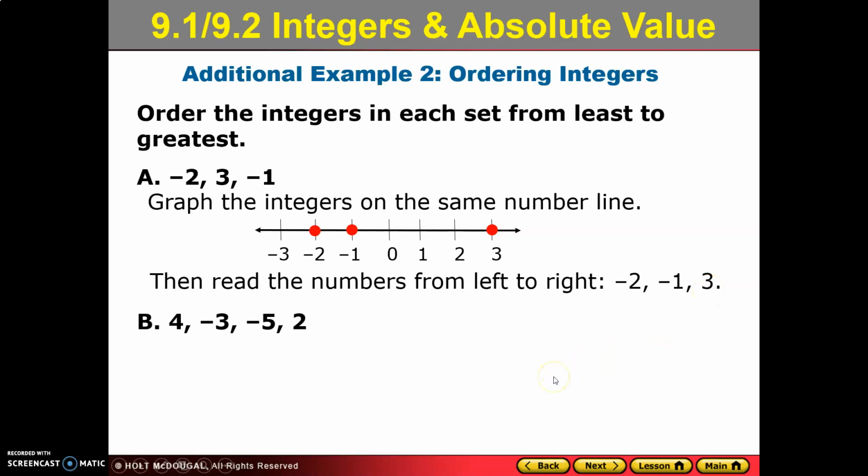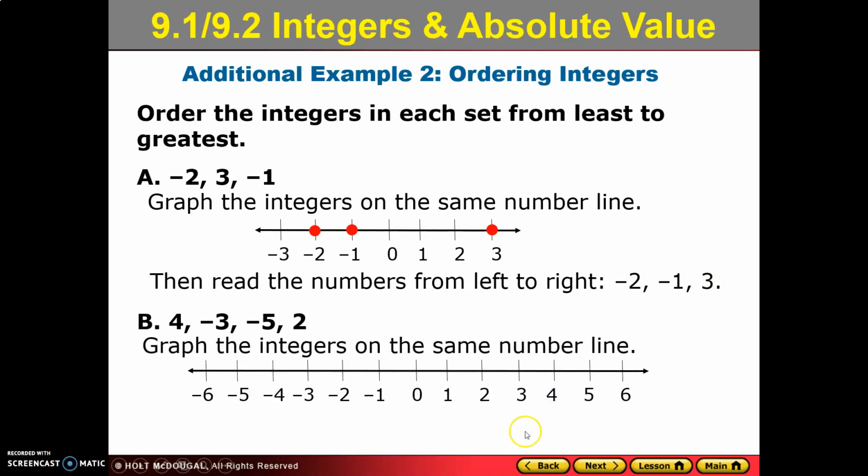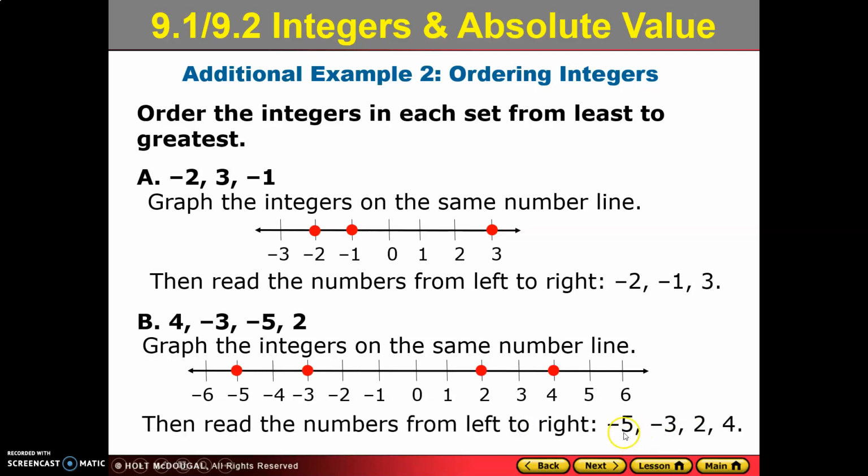We can do the same thing for 4, -3, -5, and 2. We're going to graph them on the number line. So there's 4, there's -3, there's -5, and there's 2. When you list them, it's -5, -3, 2, 4. You're reading from left to right. If it asks you for greatest to least, then you're going to read from right to left. Some of you may be able to do this without a number line. If you're still unsure about it, go ahead and use a number line. No big deal.